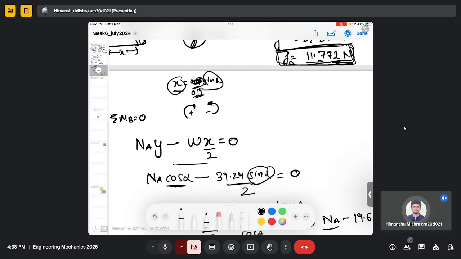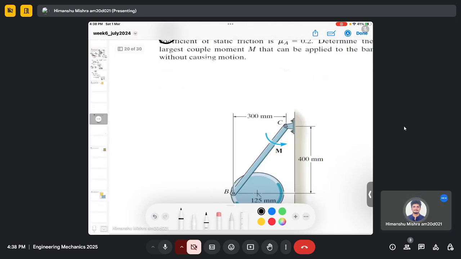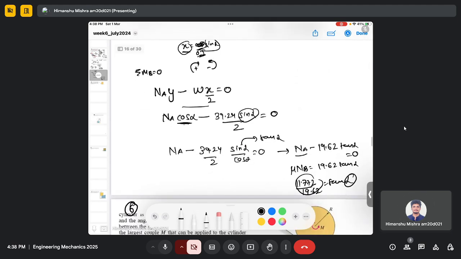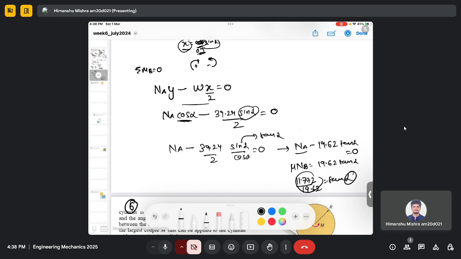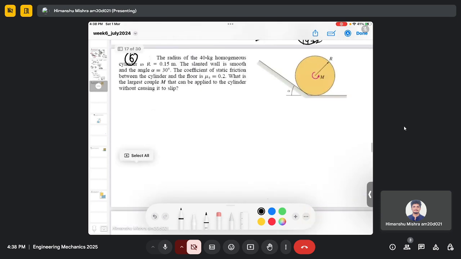So we can move to the next problem. So the final answer was what? 31 degrees? Yeah, it's 31. Okay. So this problem I can skip. You can try solving this problem. It's a similar concept using the free body diagram, identify the forces and use the equilibrium equation.